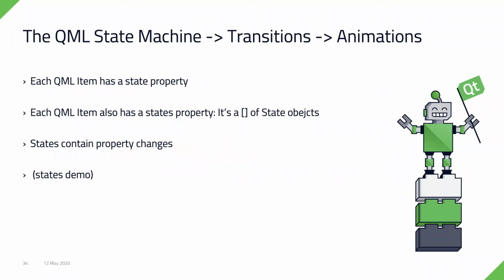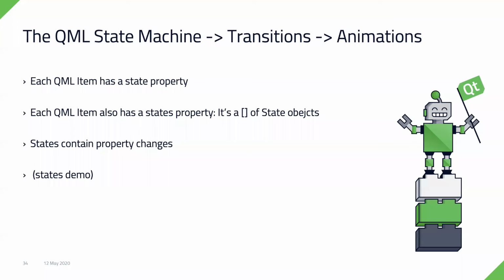Okay, so moving on, QML state machine, transitions and animations. So every QML item, the other thing they have, as well as X, Y, Z, rotation, they also have a state property. Every QML item has a state property. In fact, every QML item has a default state property. Its name is basically a blank string. We'll take a look at that shortly.